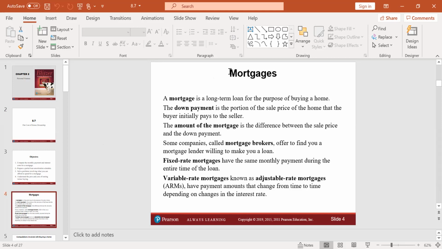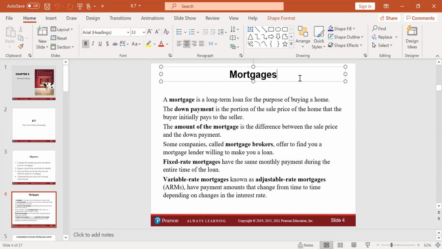Anywho, mortgages. A mortgage is a fancy name for the type of loan you get when you buy a house. That's it. So let's say you're eyeing a $225,000 house in Weatherford. Unfortunately, it doesn't have a basement, but that's what you're doing.